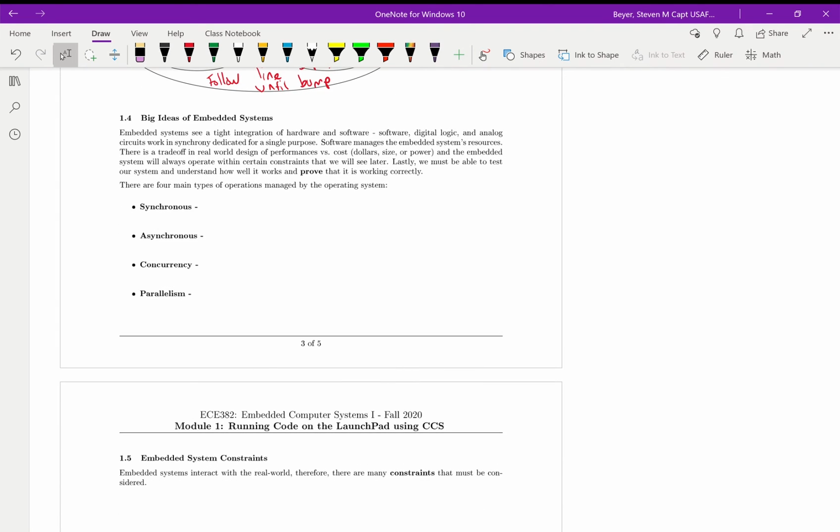All right, so let's talk about a couple big ideas real quick with embedded systems. There are a lot of things going on in hardware and software, and for that dedicated task, we have to know if that task is working, and we have to prove that it's working correctly. There are four main things, operations managed by the operating system, that we'll be looking at throughout the course. There are synchronous events, so protocol where two devices share the same clock, and this should be a little bit of review from 281.